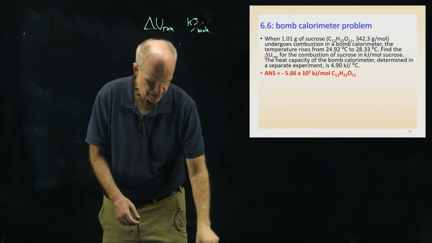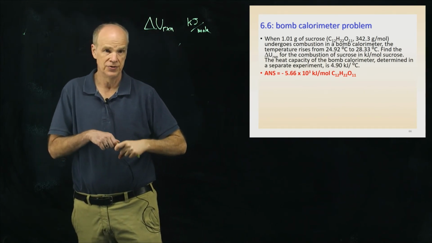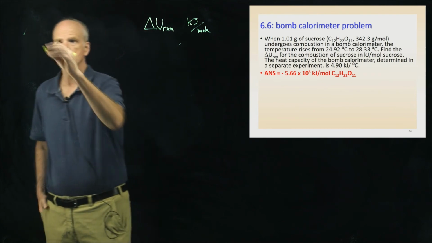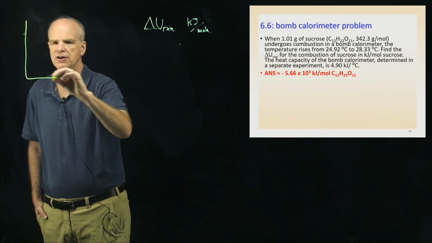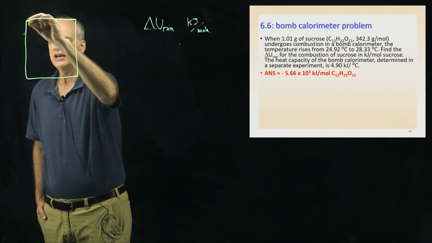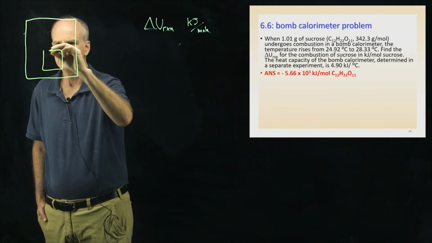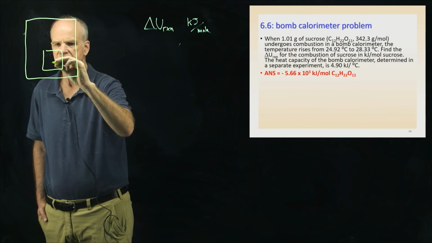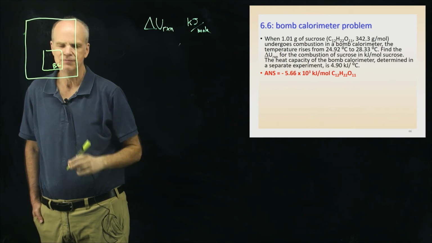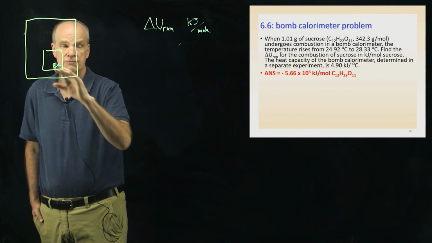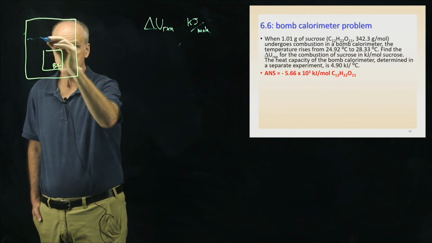Well, let's first draw out what is going on in this problem. So we have a bomb calorimeter, so I'm going to try to draw that. Here is the can of the calorimeter, and within the can of the calorimeter we have a bomb cell. So let me write BC for bomb cell. Okay, and you might remember that the bomb cell is surrounded by water here.